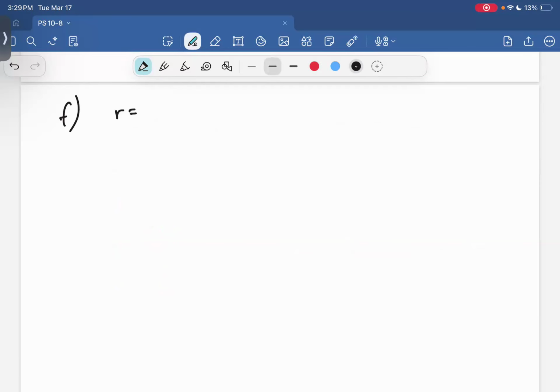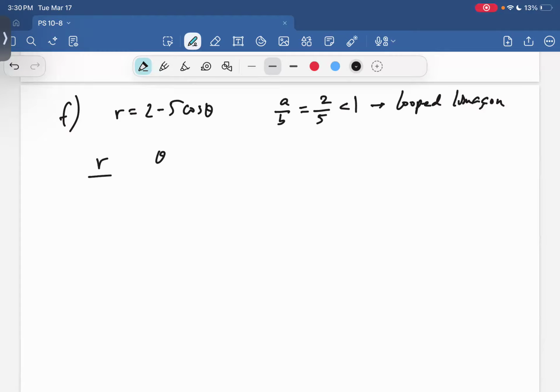F, r equals 2 minus 5 cosine theta. Here we have a over b equals 2 over 5, which is less than 1, so we should have a looped Limaçon. Looped Limaçon. Let's plug in the 4 values. Cosine 0 is 1. Cosine pi over 2 is 0. Cosine pi is -1. Cosine 3 pi over 2 is 0.